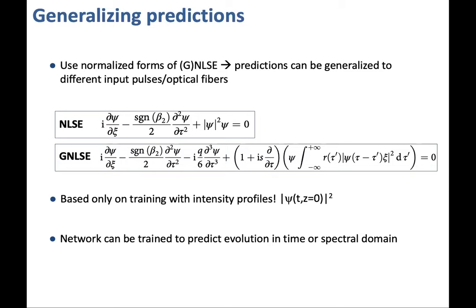And also something which I really want to mention is that we only feed intensity profiles to the networks. So we do not feed any information about the phase evolution in the dynamics at all. It only learns how to make predictions from the intensity profile at the input. And you can train the network either in the time or spectral domain, and it works equally well.